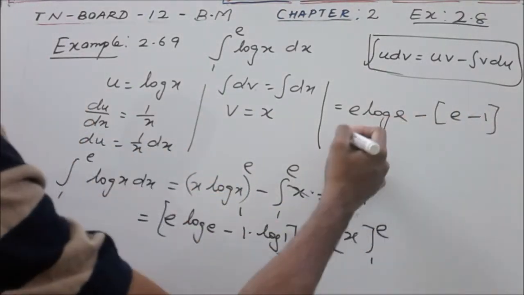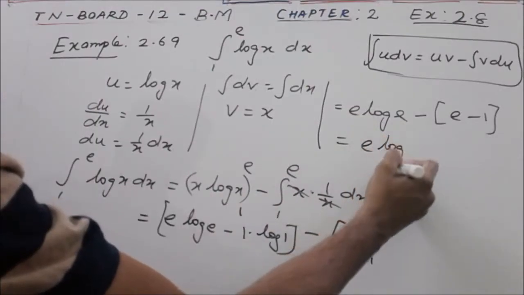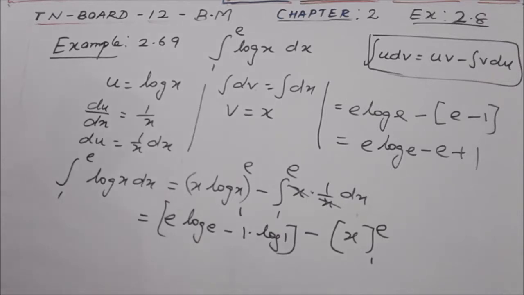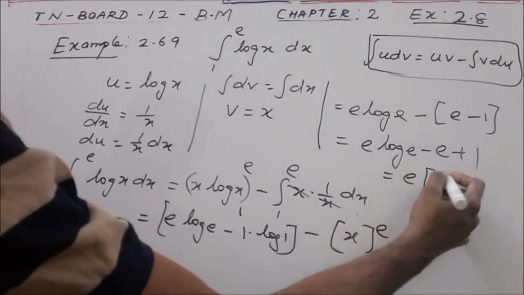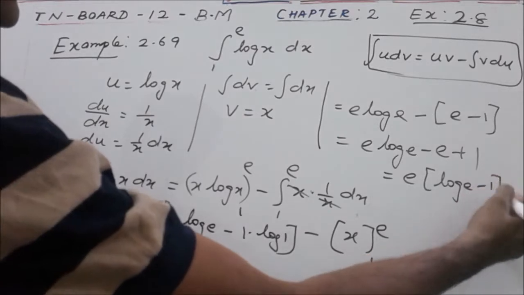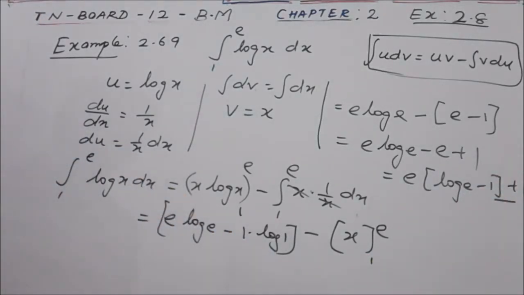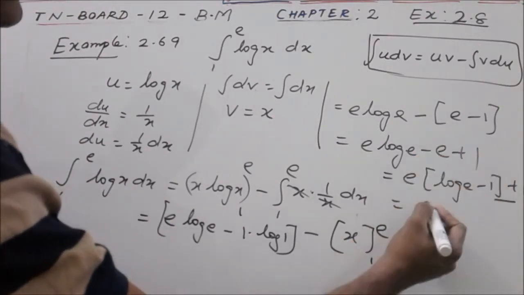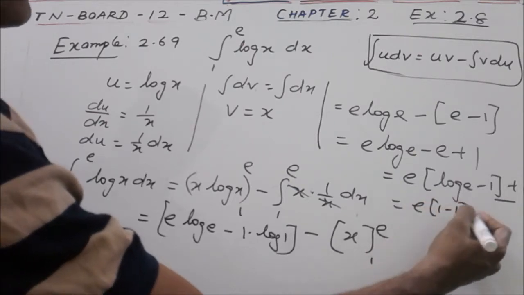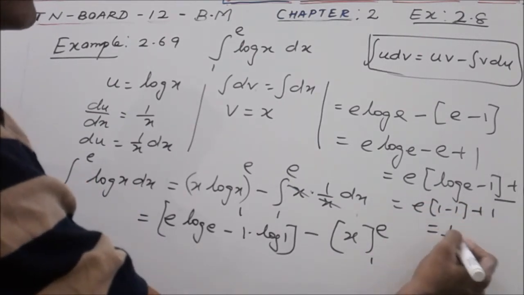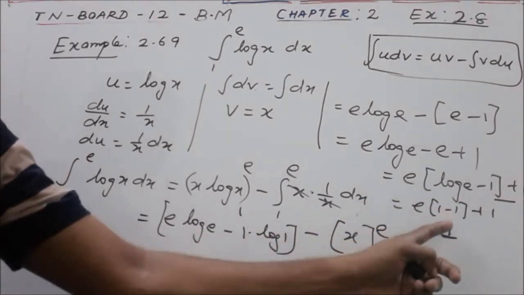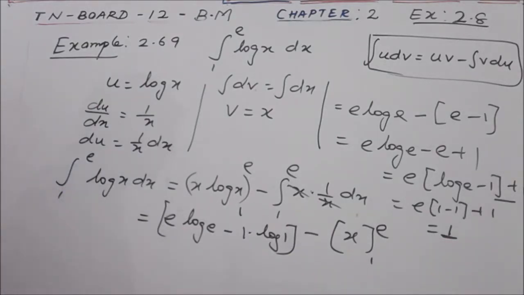So simplify this: e log e minus e plus 1. Taking e as common, e into log e minus 1, plus 1. Log e is 1, so 1 minus 1 is 0. E into 1 minus 1 plus 1 is equal to 1. E into 1 minus 1 becomes 0, meaning the total term becomes 0. We have only 1 as the answer.